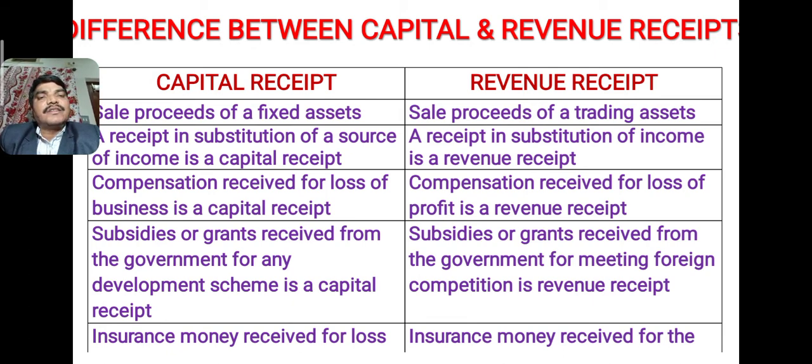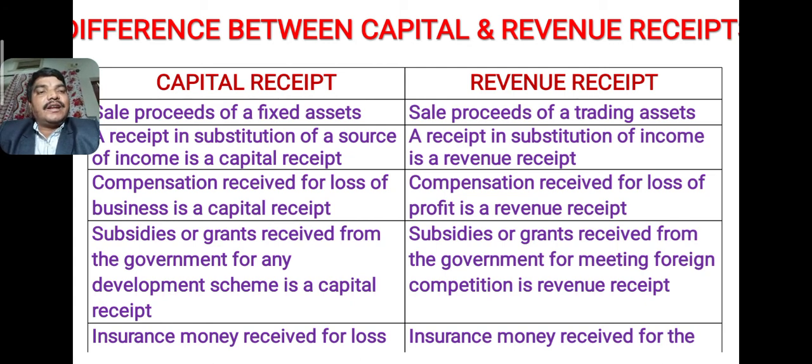Next, subsidies or grants received from the government for any development scheme is a capital receipt. Subsidies or grants given by the government usually occur once in a time. So such income is treated as a capital receipt.